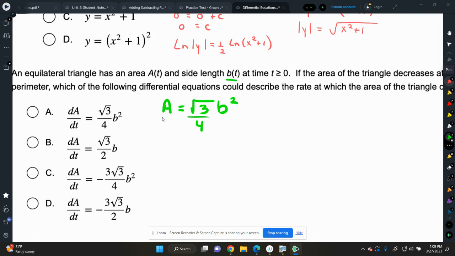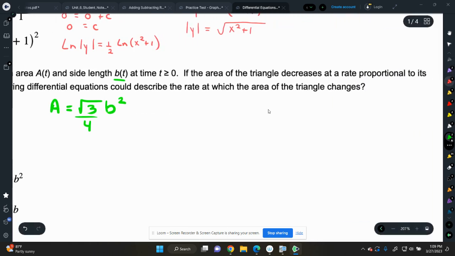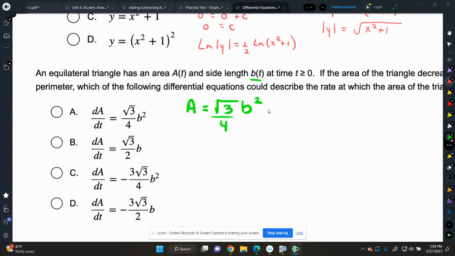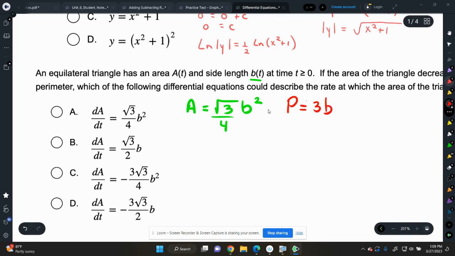If the area of the triangle decreases at a rate proportional to its perimeter, well, the perimeter of an equilateral triangle, how would I represent that? In this case, 3b, right? So the area is decreasing, dA dt is decreasing, which means it needs to be negative. So I can eliminate choice A and B.